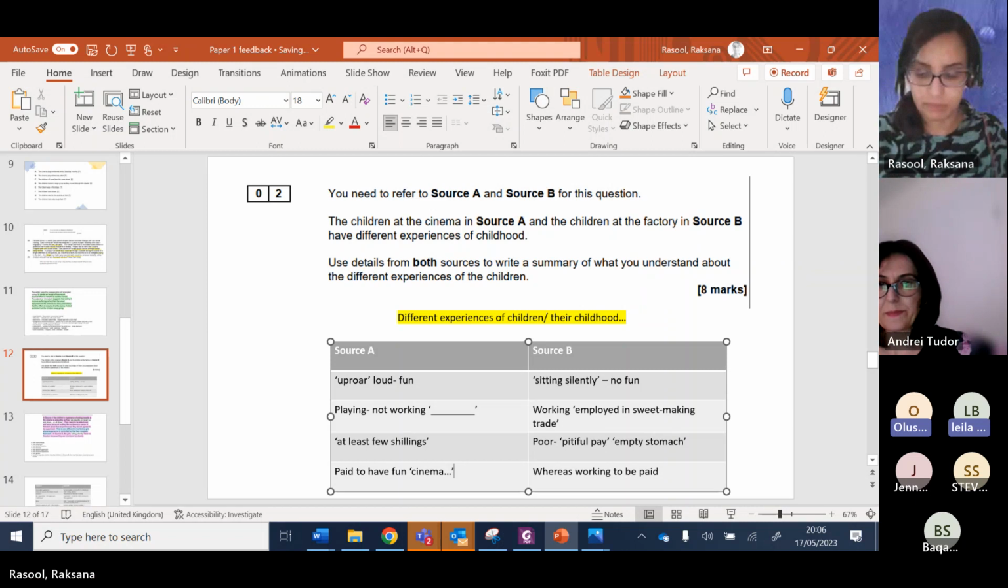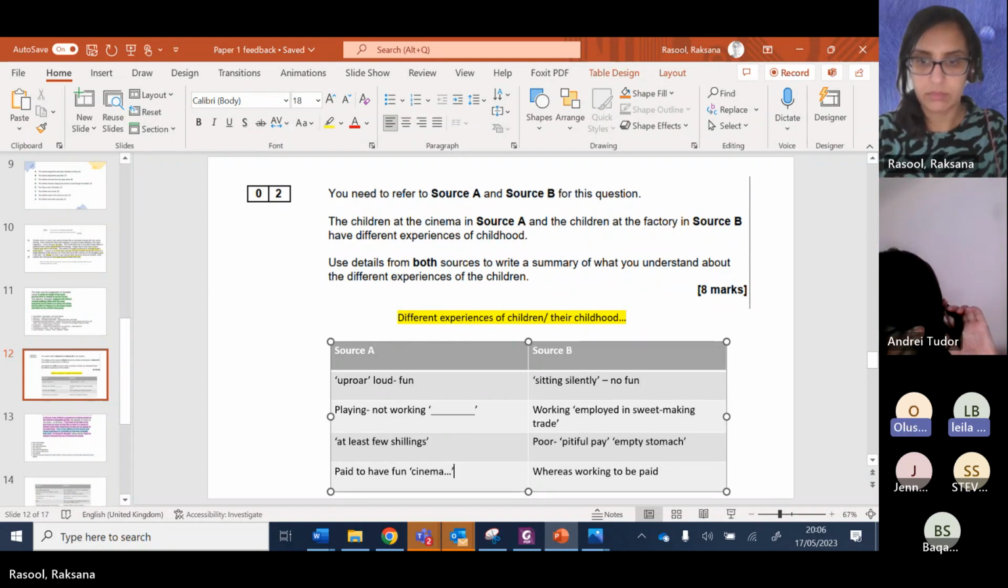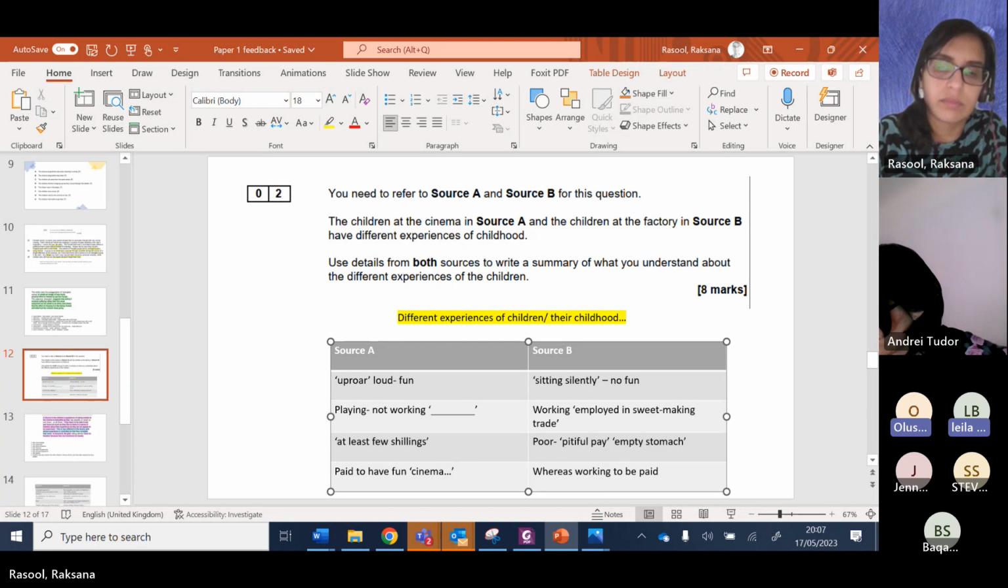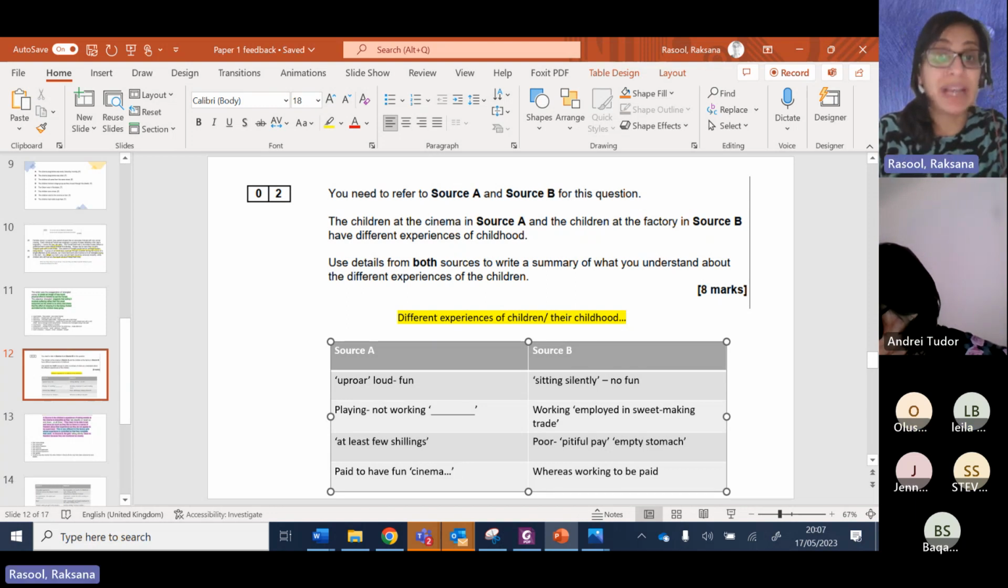The sweets in source B were almost made by speed, but in source A they were fancy, and I think they put lots of time into the details, a film star and things like that. Okay, but that's something to do with the sweets and not the experience of childhood. Remember, the focus is on children and their experiences of childhood. Oh okay, yes, you're right.